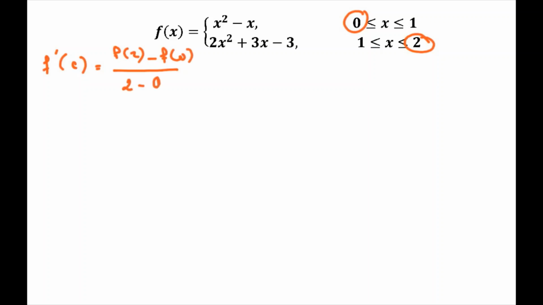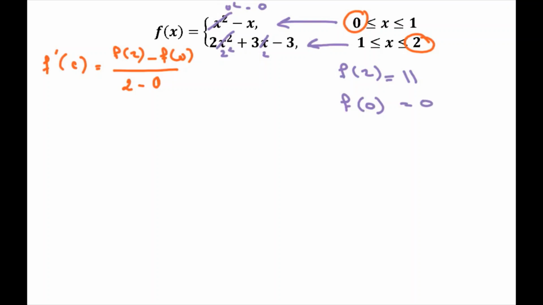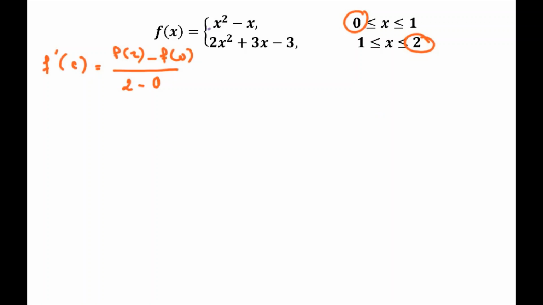Now when it comes to f(2), we're going to substitute in this function, and by substituting x by 2, it's going to be 2 squared and this is going to be 2, the answer will be 11. And if you substitute f(0) in this function, it would be 0 squared minus 0, and that's going to be 0. So we can say it's equal to 11 minus 0 over 2, and that's going to be 11 over 2. So that's the first part.